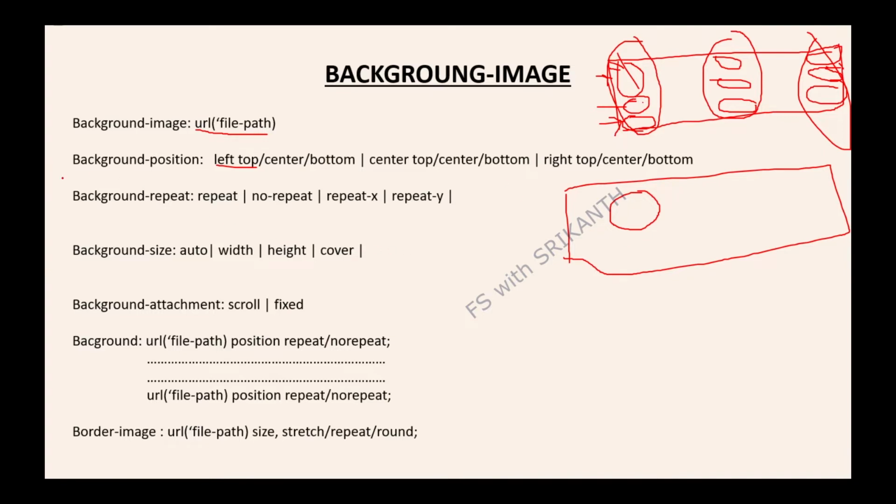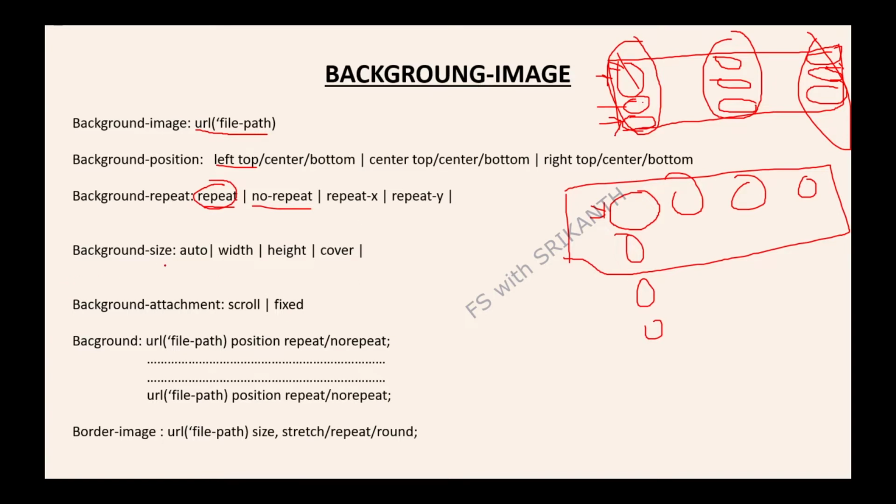And there are multiple options. Repeat means it will repeat. No repeat means the image will appear only one time. But repeat-x, the image only repeats horizontally. And repeat-y, the image only repeats vertically. Repeat is the default for background repeat. If the element size is bigger than the image size, then automatically the image is repeated, right? The next one is background size.